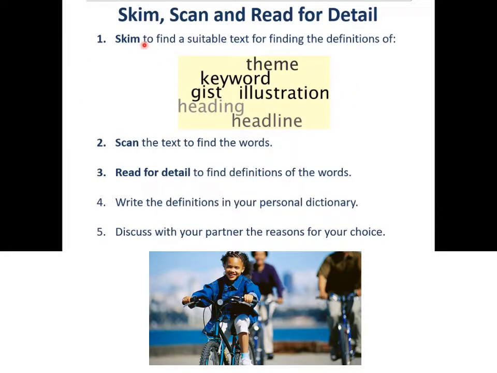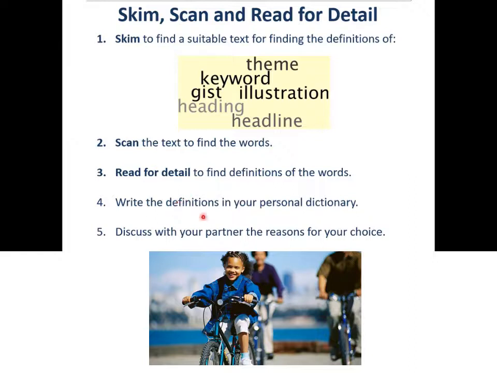Right. So again, as a recap: skim, scan, and read for detail. Use skim to find a suitable text for finding the definitions of the theme. You look for the keyword. It is a gist. You can look at the illustration, the heading, and the headline. You scan the text to find the words. Again, when you skim, this is the first process. You read the things over here first, and then if it is suitable or the one that you are looking for, you scan through the text to find the keywords that you are looking for, and then you read about it in detail to find the definitions.